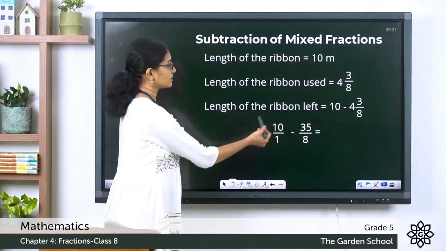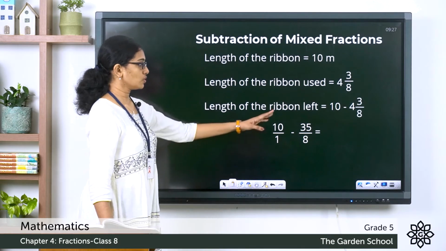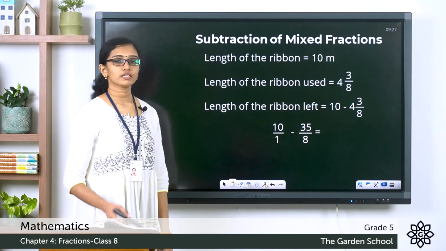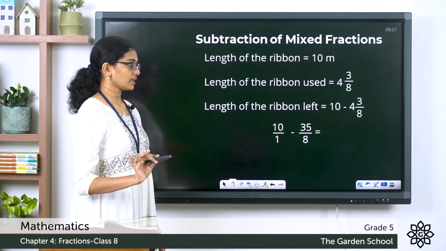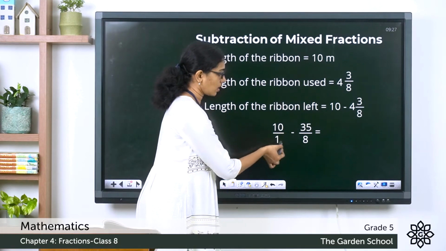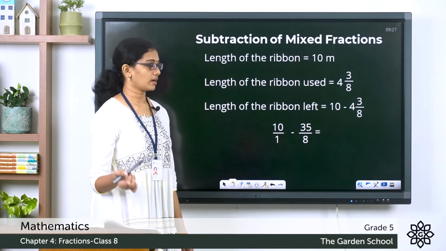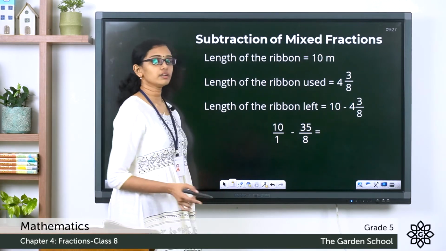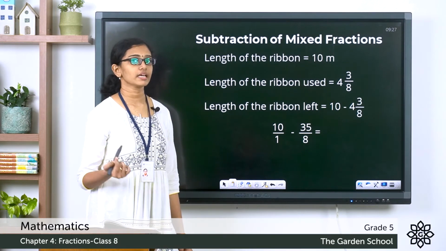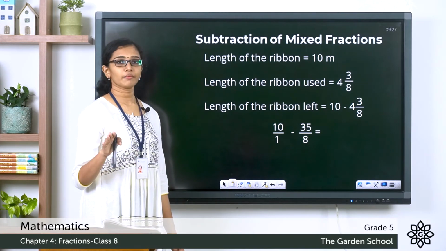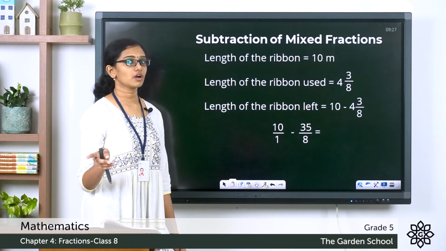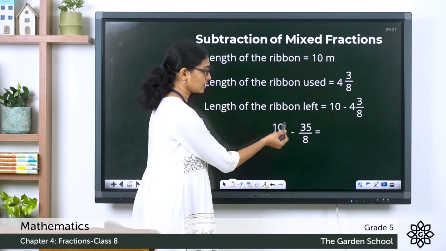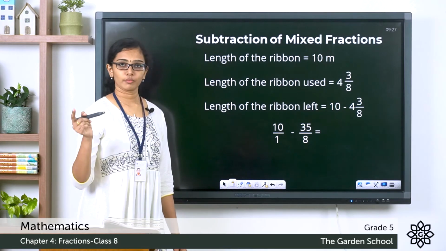So the length of the ribbon left is equal to 10 minus 4 and 3 by 8. See, but for the whole number part, you don't have a denominator. So you can consider the whole number has a denominator of 1, which will not make any difference to the value. So 10 by 1, what is 10 divided by 1? It is 10 itself. So if any number has a denominator 1, it will not make any change to the value of the number. So you can consider this whole number as having a denominator 1.